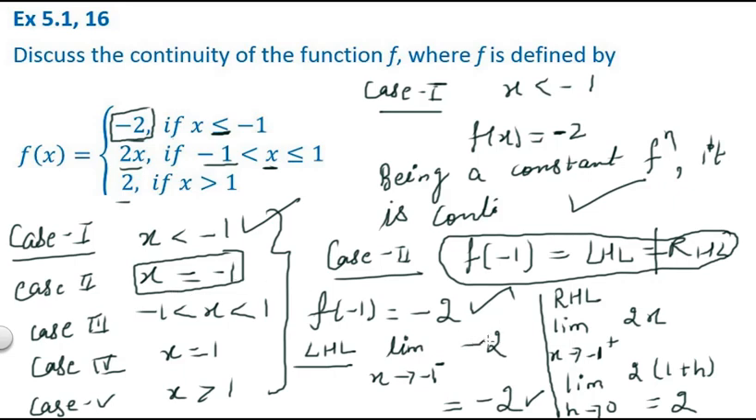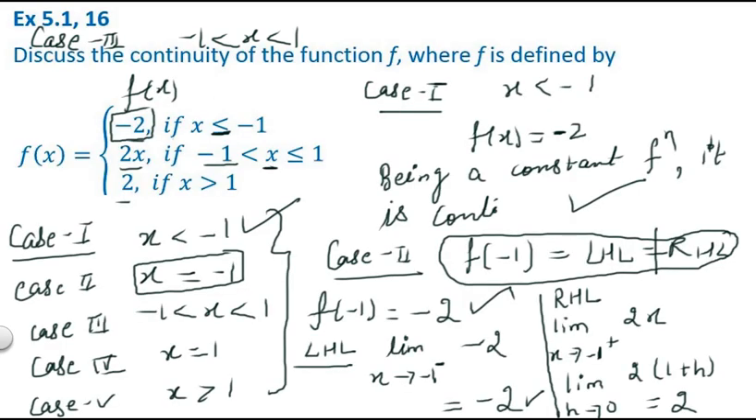Let us do the third case now. In the third case, as you can see, x is lying between -1 and 1. So I'll just take a different sheet. We'll write case number 3, when x lies between -1 and 1. What is f of x when x lies between -1 and 1? As you can see, the function value is 2x.